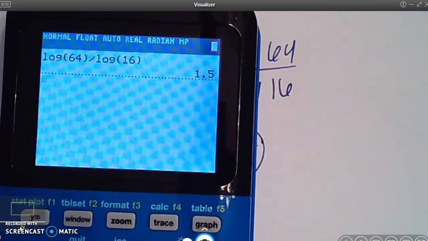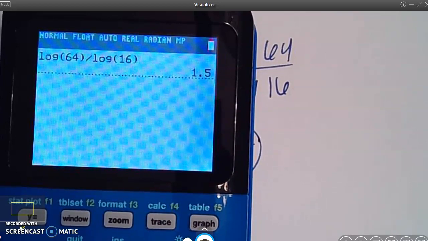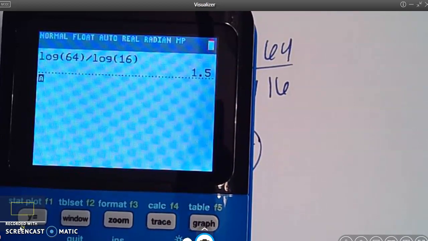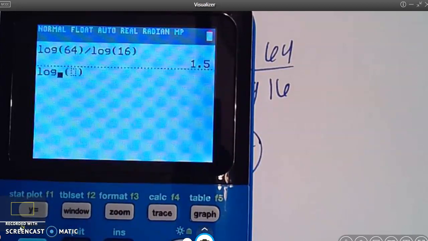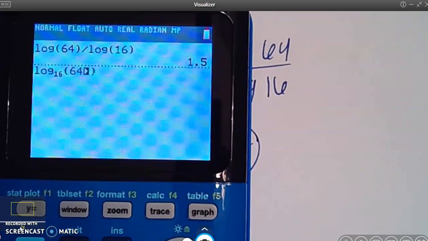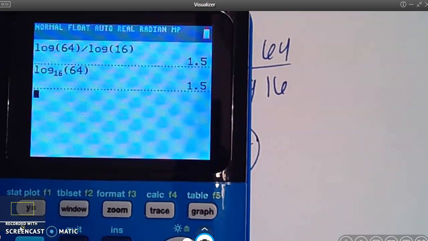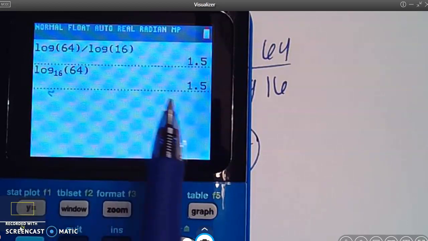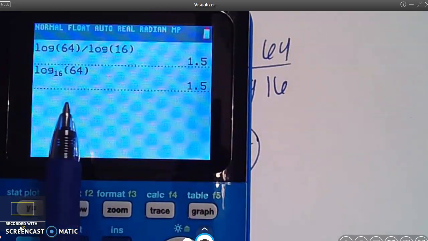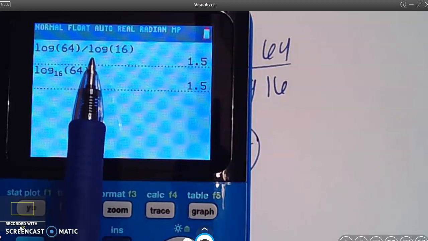If you're using a graphing calculator and you have access to this, there's also another way you could do this, okay? So what you do is you hit alpha window, and then you'll see right here you have log base. This allows you to plug it in as you see it. So I do 16 of 64 and I get the same answer. Depending on the technology that's available to you will depend on how you do this one. If your calculator allows you to put in this base, you can plug it straight into the calculator, like so. And if not, you have to do it the first way.